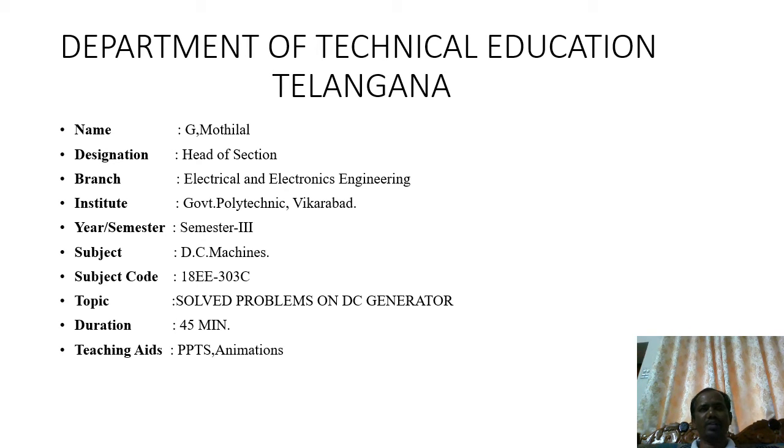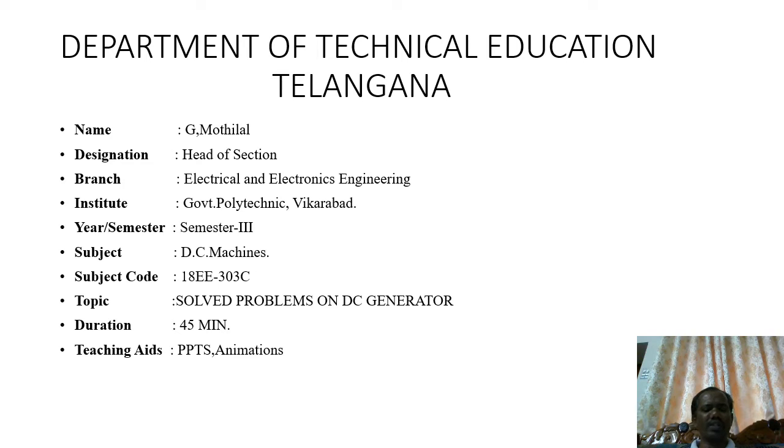In the previous class, we learned DC generators, DC series generator, DC compound generator, their derivations, equations, and power generated, input and output power. Everything we have discussed. The derivations also we did in the previous class.